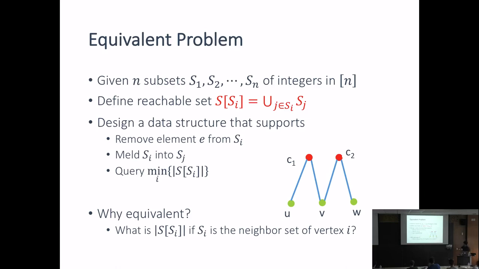So one question: what's the reachable set S_i in this graph? Say i is v. So the reachable set of v is just the union of C1 and C2, which turns out to be all the vertices that v can reach via at most one red vertex. And we can also check all the other operations over here; they are all associated with the pivot operation in the min degree ordering problem.